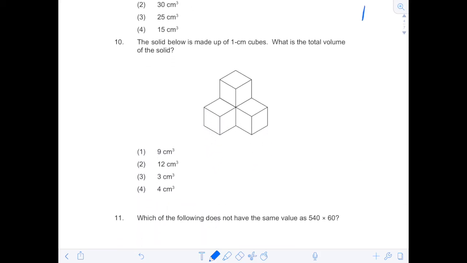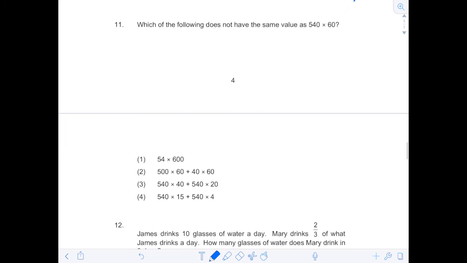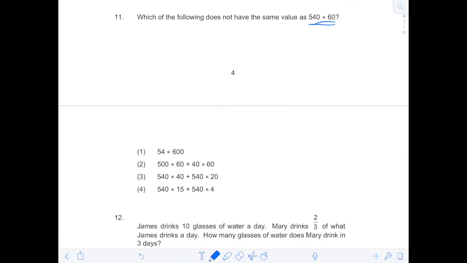The solid is made up of 1 cm cubes. What is the total volume? So we got 1 cube here, 2 cubes here, 3 cubes here, and 1 inside there that's hidden. Because this is floating, there should be a 4th cube behind here. Total you have 4. Now here they're saying that this is 1 cm cubes. So one step that you have to do is to find out what's the volume of 1 cube. Alright, 1 cube will be 1 times 1 times 1. Of course, all of them are cm, and you actually get 1. So you multiply it by 4, you get 4 cubic cm. Question number 4. Which of the following does not have the same value as this?